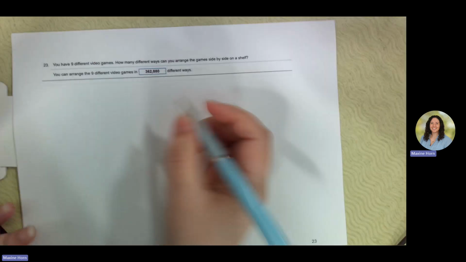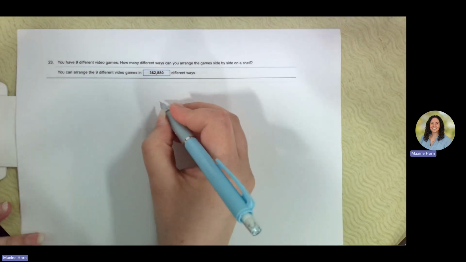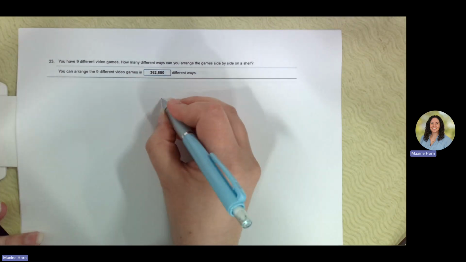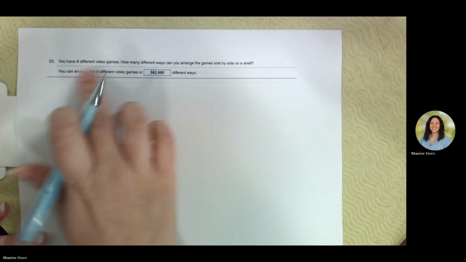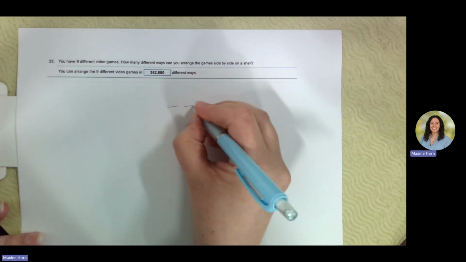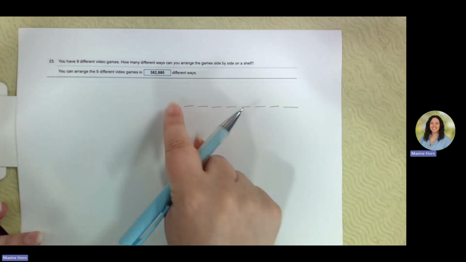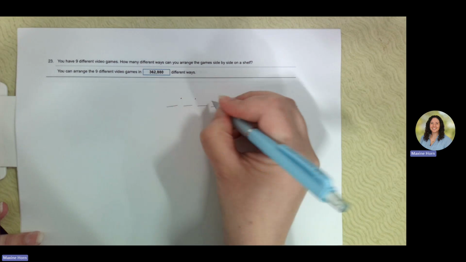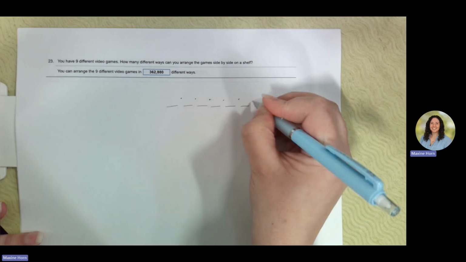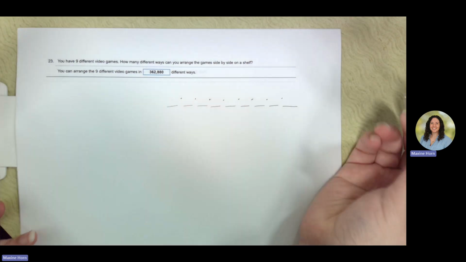All right, you have 9 different video games. How many different ways can you arrange the games side by side on a shelf? All right, so we're going to do this 2 different ways. The first way is kind of similar to how we were doing the first couple of problems. I've got 9 different video games. So I have 1, 2, 3, 4, 5, 6, 7, 8, 9. And I'm going to fill each of these in with how many different options I have for that, right? Like we did at the first 2 problems.